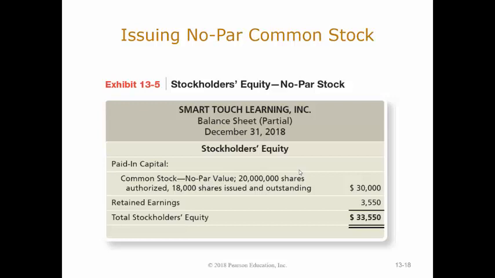So no par stock is much easier to account for than stock with a par value, and I feel like every corporation, if they could just get rid of par value, they would, but it's not allowed by the SEC. GAAP requires you to separate into par value if you operate in a state which has par value, and New York does. So we're going to have to deal with it.